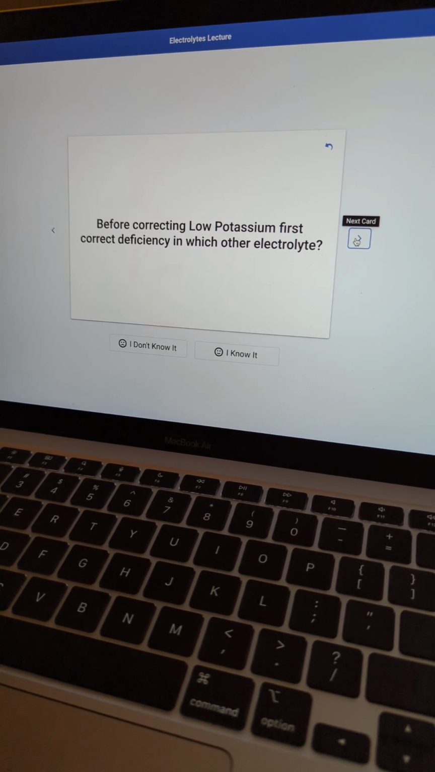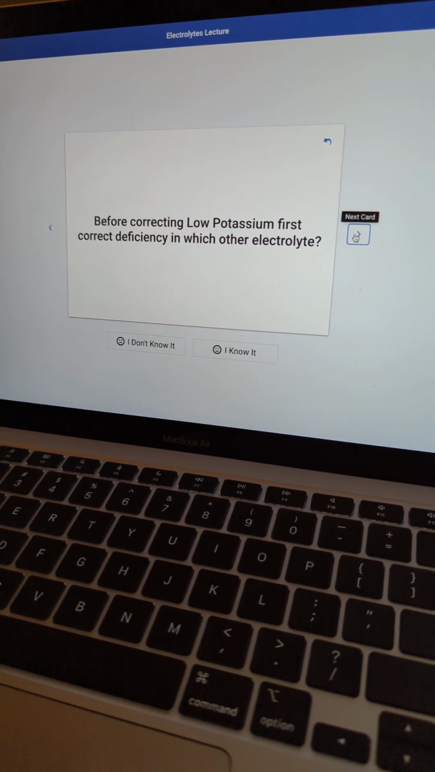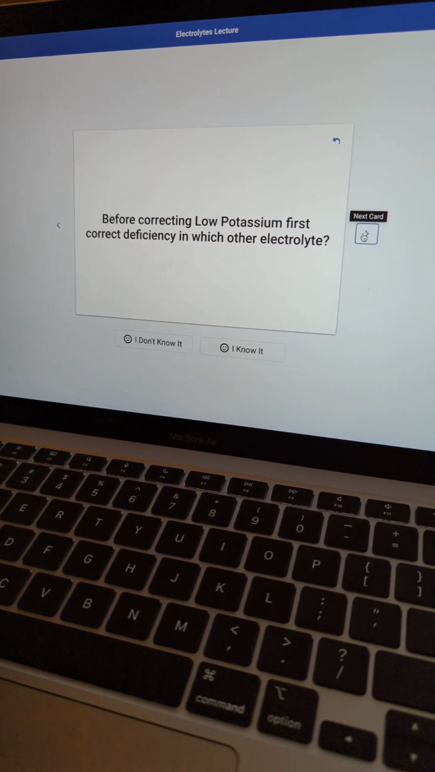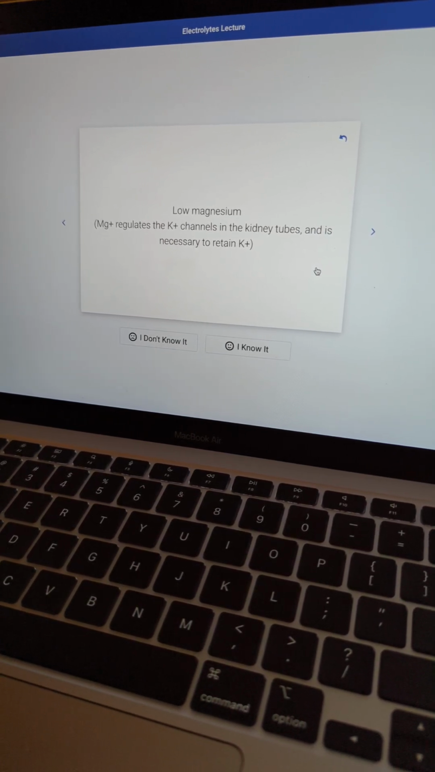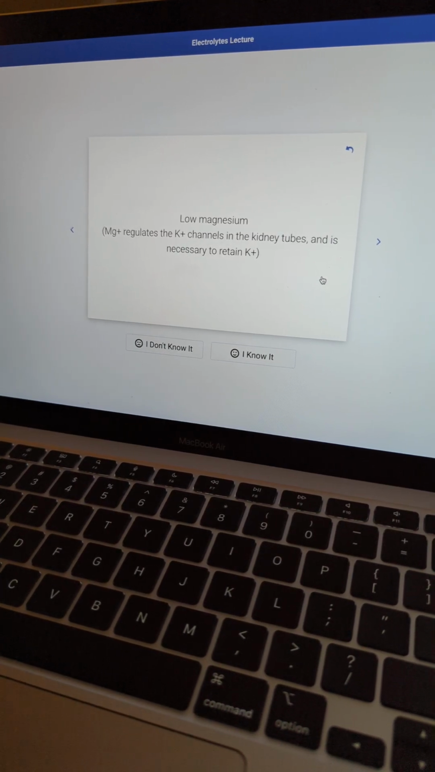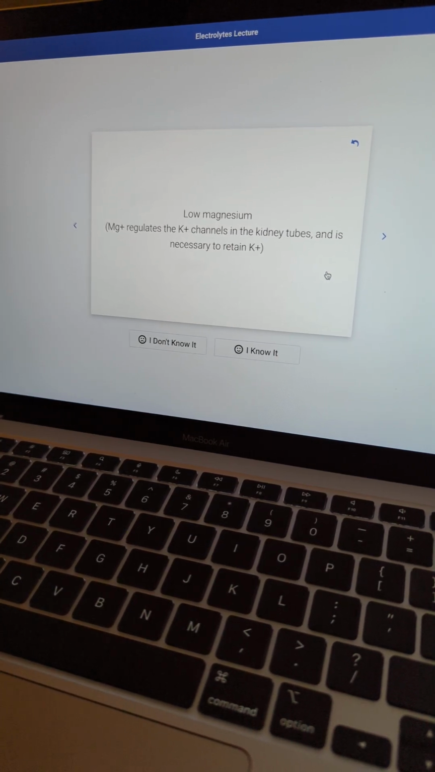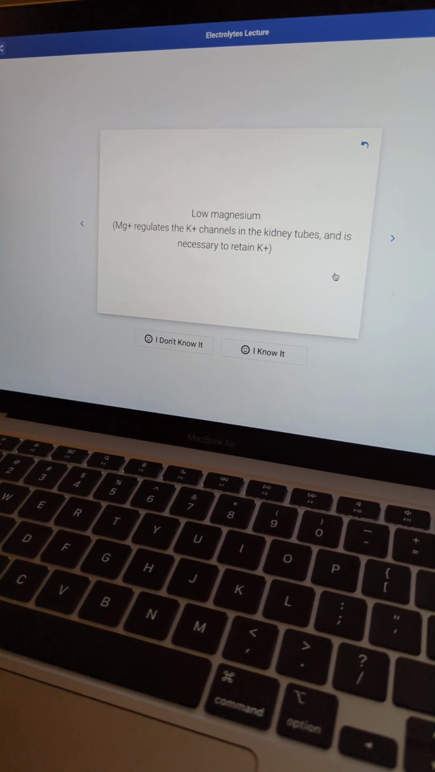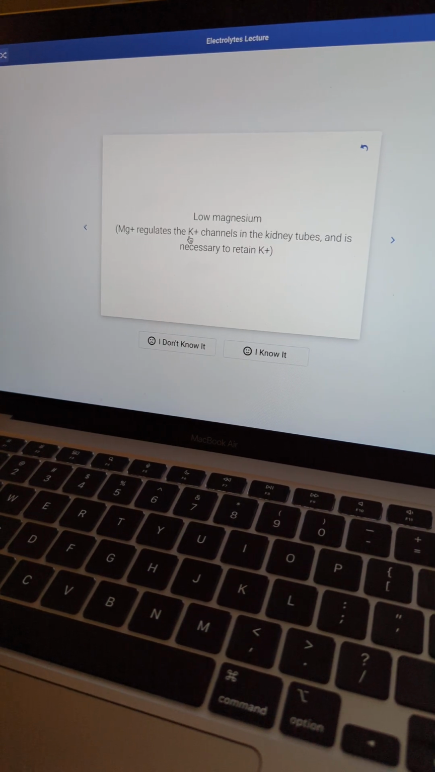Before correcting low potassium, we first correct deficiency in which other electrolyte? They are totally related in the renal handling of these two. And so we correct the magnesium if it's low first, because the kidneys will just keep excreting potassium. I've heard it said that the kidneys excrete potassium at a constant rate, even when it's low. They'll just keep putting it out. It's like they assume we're going to have a constant dietary intake.